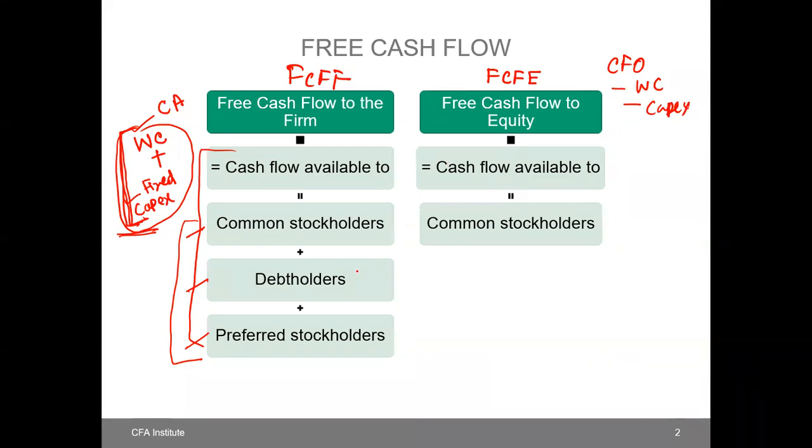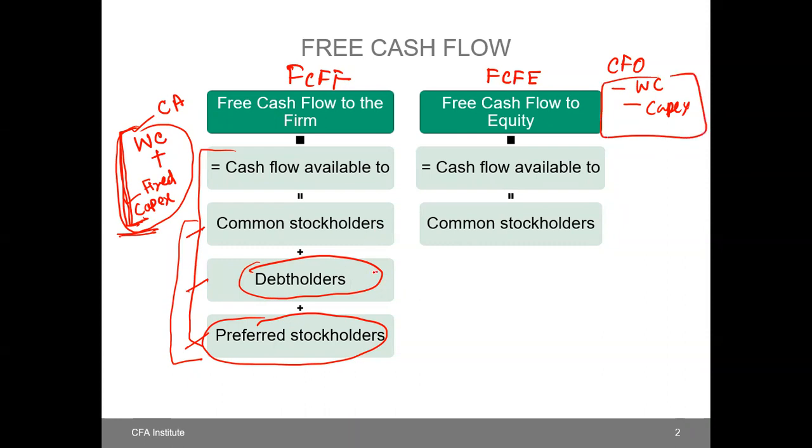We need to allocate the cash flows for the debt holders. We need to allocate the cash flows for the preferred stockholders. Then what is remaining? The remaining amount is for what? If we make allocation for this, the remaining amount is available for the common stockholders. Okay.